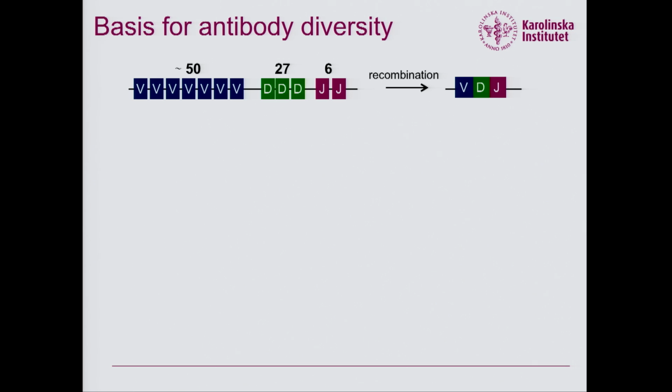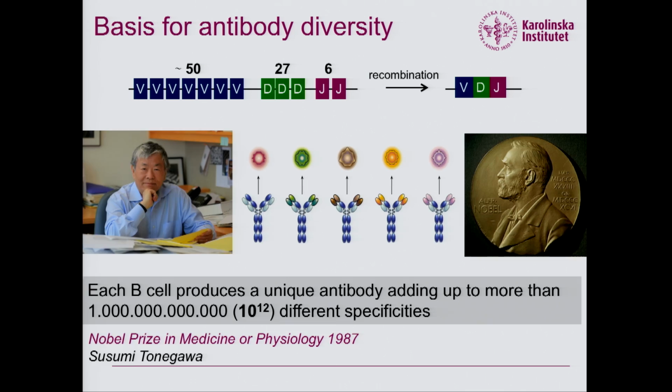And of course, the basis for antibody diversity is that we encode many different segments that recombine during the development of a B cell. And this is really this combinatorial assembly of these building blocks that gives us this enormous diversity that we have in the naive B cell repertoire. This was elucidated and awarded in 1987 to Susumu Tonegawa. And at the time, this was really a feat to reveal how this all worked.